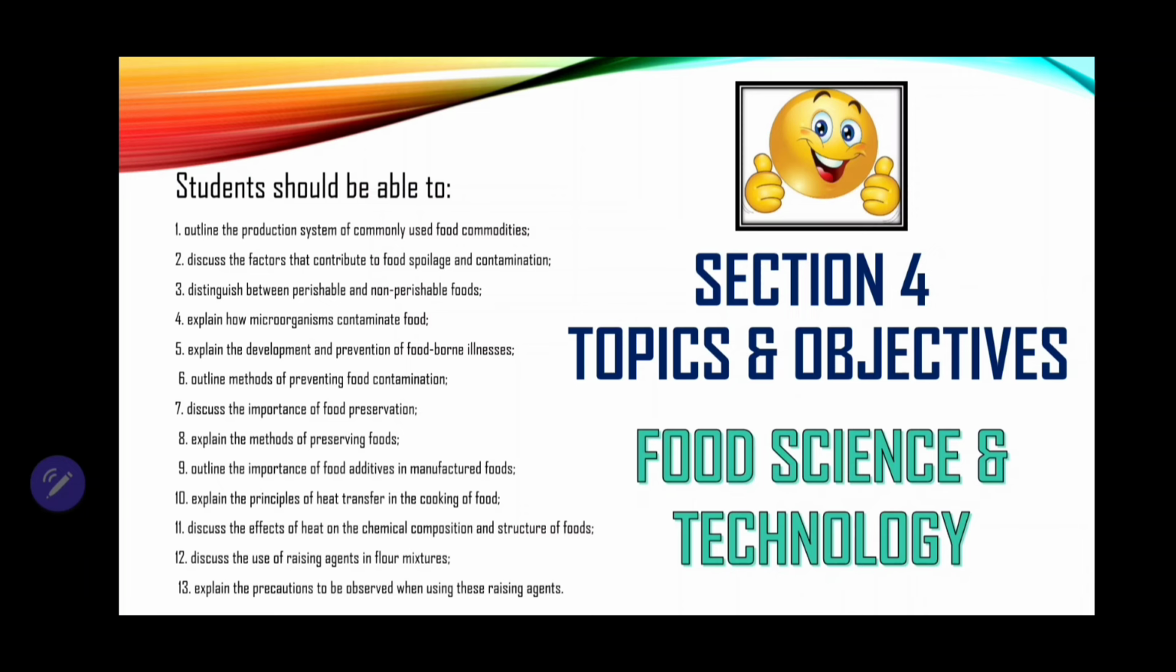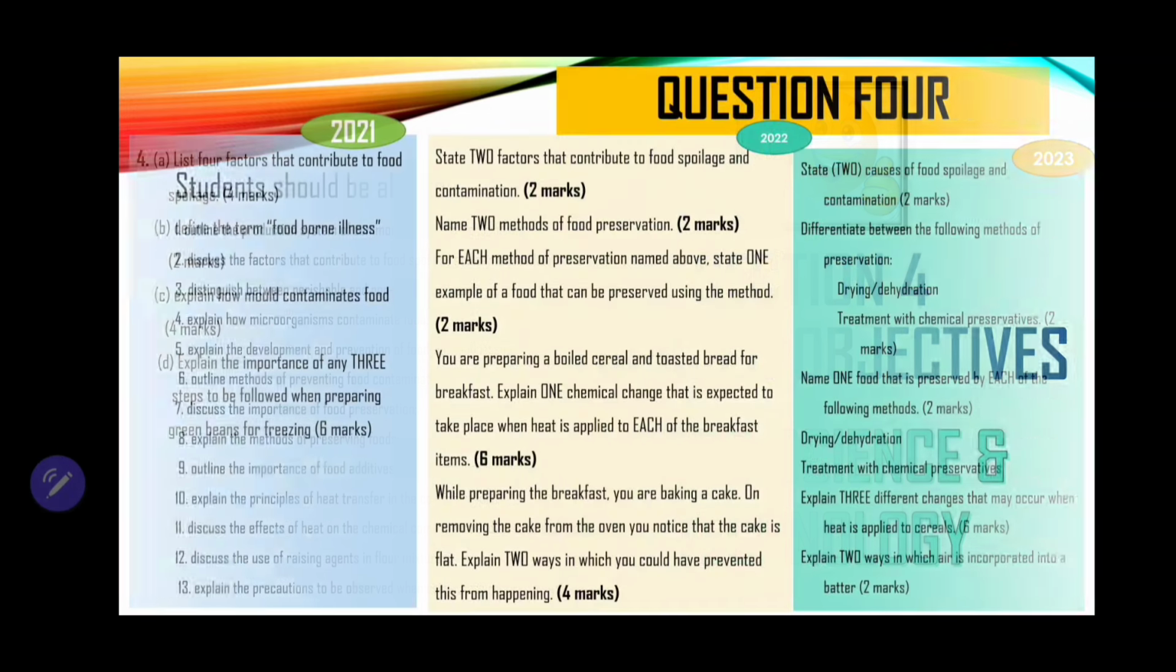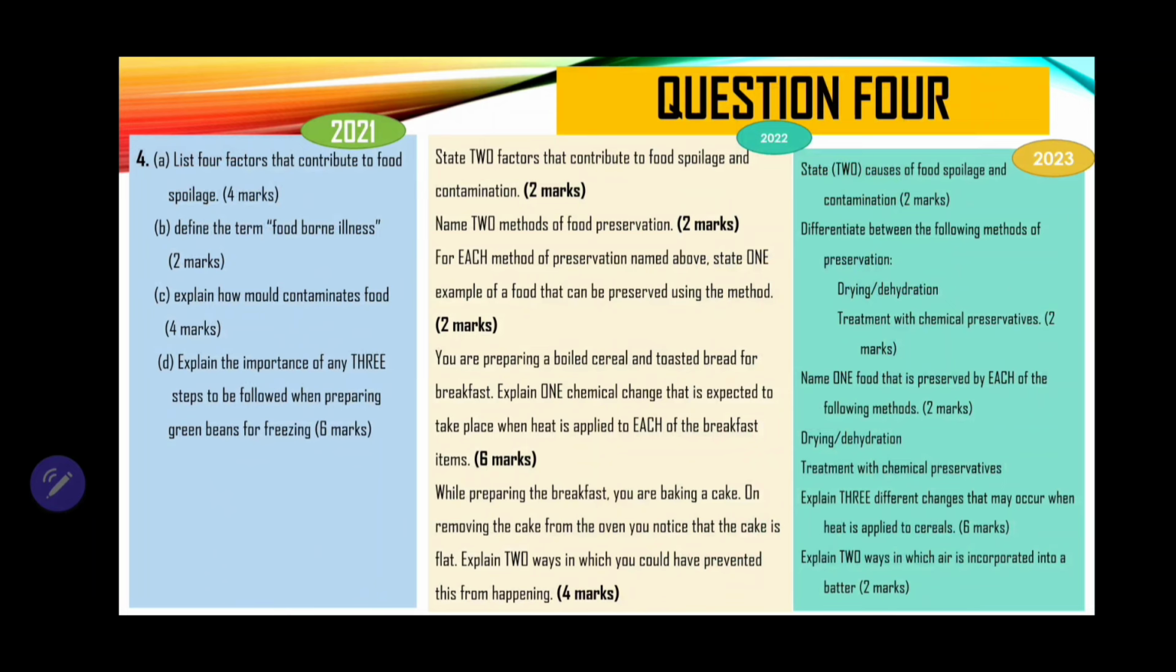Now, are you ready to analyze the questions with me? Okay, let's go. We're starting with 2021. The question reads, list 4 factors that contribute to food spoilage. That's 4A. 4B, define the term foodborne illness. C, explain how mold contaminates food. And D, explain the importance of any 3 steps to be followed when preparing green beans for freezing.